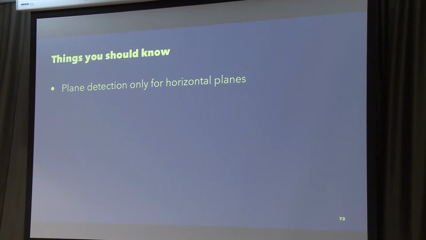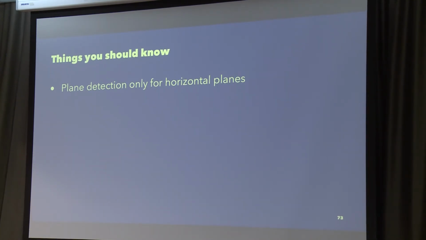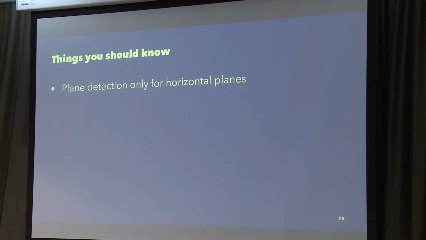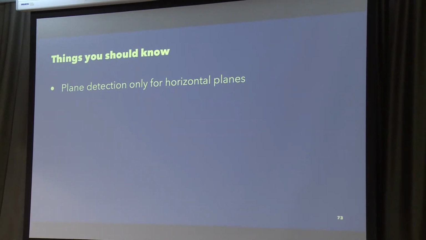Some things you should know, things that I found out the hard way. The plane detection only works for horizontal planes. So, for example, one use case I thought of: there's an app called Vivino for scanning wine bottles. It scans the label and gives you a rating. It's user-generated, so the users rate wines, and then there's an average, and you can basically see how good a wine is according to all the other users.